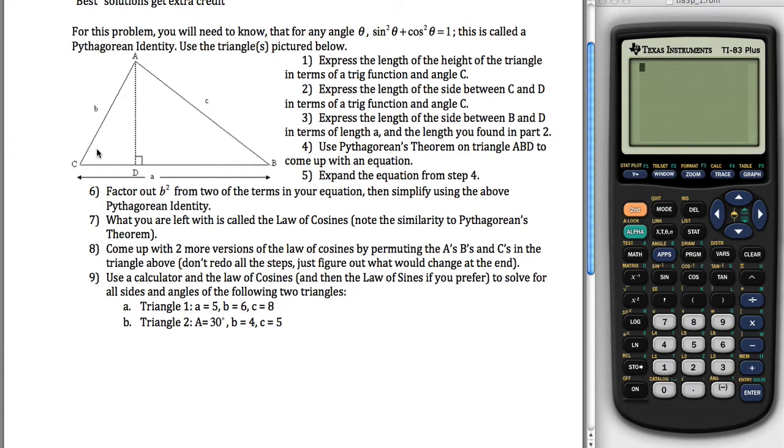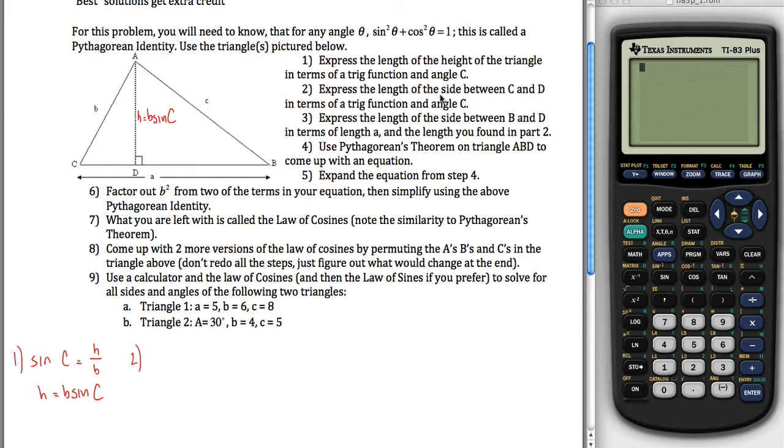So this is angle C right here. If you look at this right triangle, the only other side I know is this guy. So if I want to know the side opposite this angle, and I know the hypotenuse, I can say that the sine of angle C is equal to opposite over hypotenuse. The opposite is the height, and the hypotenuse is B. In other words, the height is equal to B times the sine of C. So this H right here is equal to B sine C. Alright, so there's number 1.